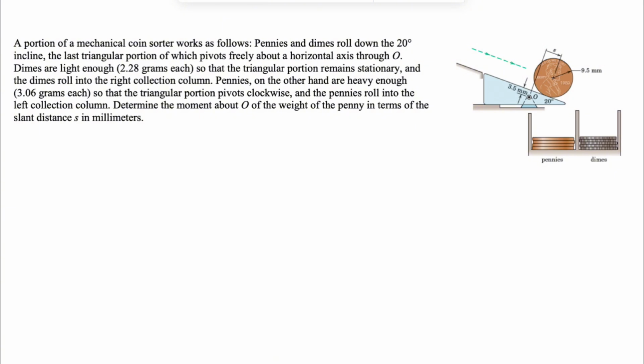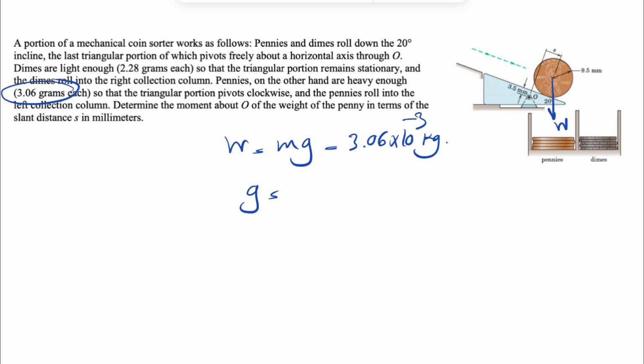The only force that we have here is the weight of this coin, the penny, which we can show like this. We're going to call it W. For finding the weight, we need to multiply mass and the acceleration of gravity on Earth. The mass is 3.06 grams, so 3.06 divided by 1,000 to get it in kilograms. We know our g is 9.81 meters per square second. If we multiply by 9.81, this gives us the weight in newtons.